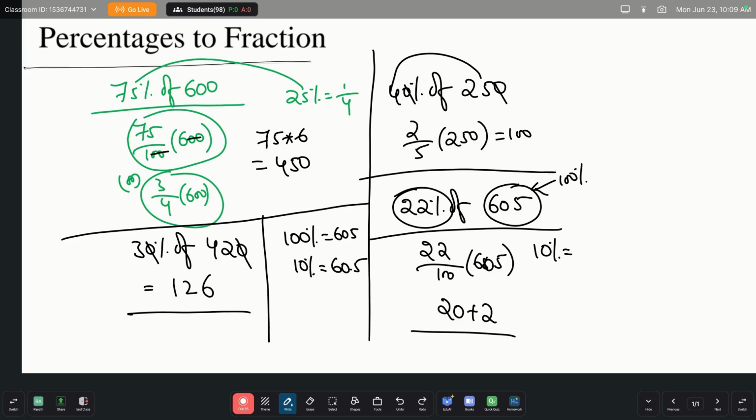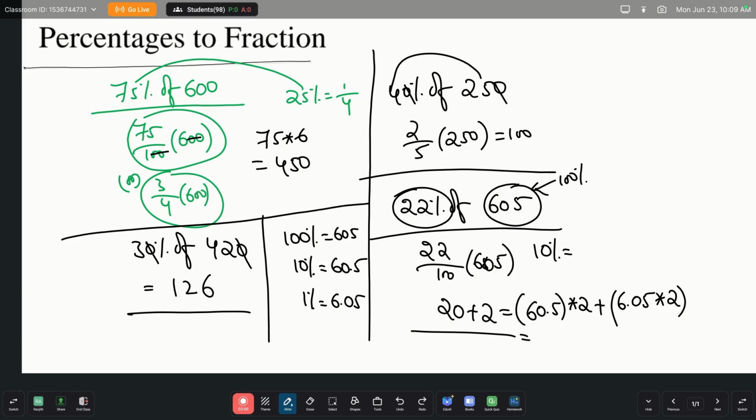Again, we need to find out 1 percentage. What is the 1 percentage? That will be equal to 605 divided by 100. So this will be equal to 6.05. So 20 percentage is nothing but 60.5 into 2 plus 6.05 into 2.